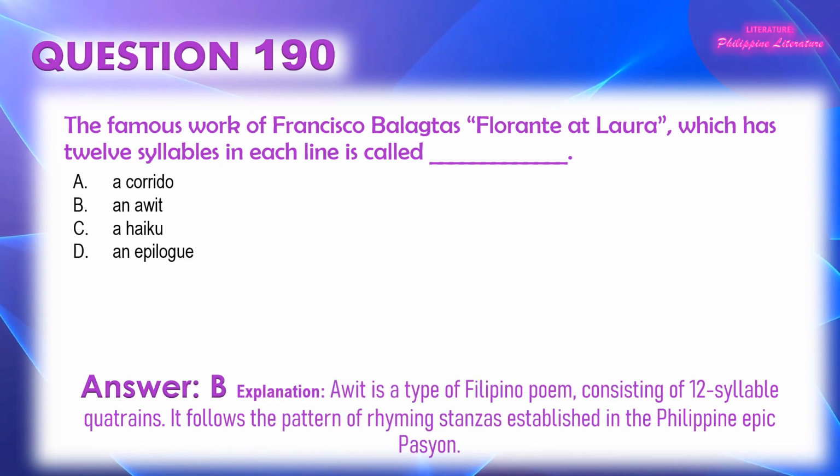Question 190. The famous work of Francisco Balagtas, Florante at Laura, which has 12 syllables in each line, is called blank. Answer B. An awit. Awit is a type of Filipino poem consisting of 12-syllable quatrains. It follows the pattern of rhyming stanzas established in the Philippine epic Passion.